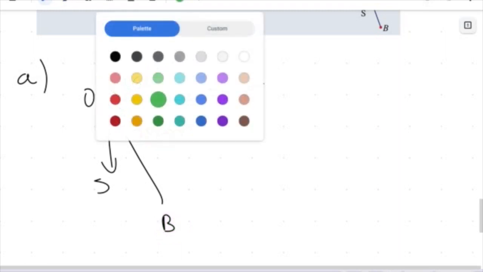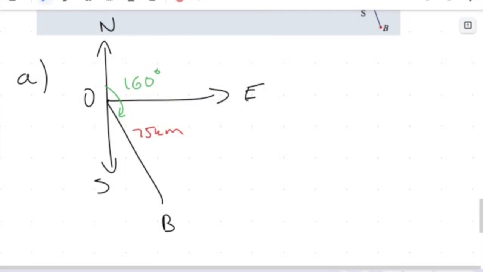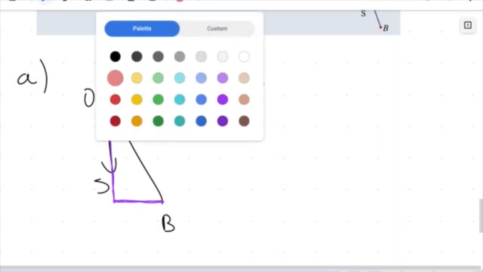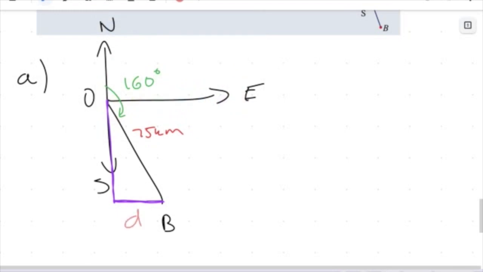I want to find how far east I am from this point B to my starting point O. So I can just draw a horizontal line and see, well, when do I have to stop? Well, I have to stop at this point here because that's in line vertically with my O. So I have my distance, my east distance of B to O, let's call that D. I have my 75 kilometers that this has traveled, and I also have this outside angle of 160 degrees.